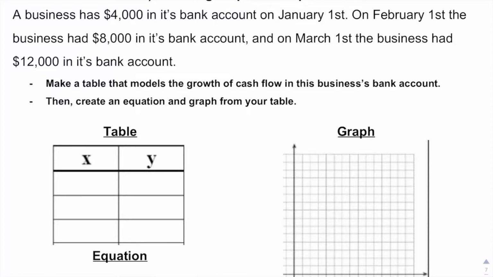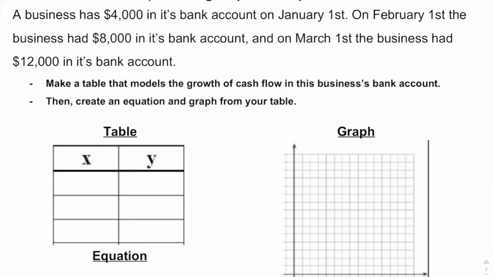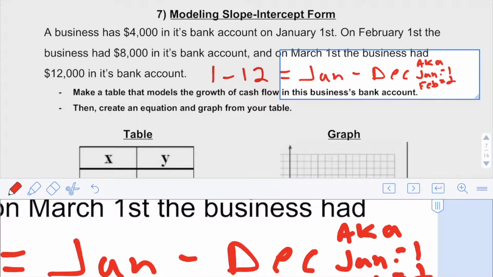A business has $4,000 in its bank account on January 1st. On February 1st, the business had $8,000 in its bank account, and on March 1st, the business had $12,000 in its bank account. So the first thing we want to do is assign numbers to these dates. So let's just very easily say that numbers 1 through 12 equal January through December, aka January equals 1, February equals 2, and March is 3.